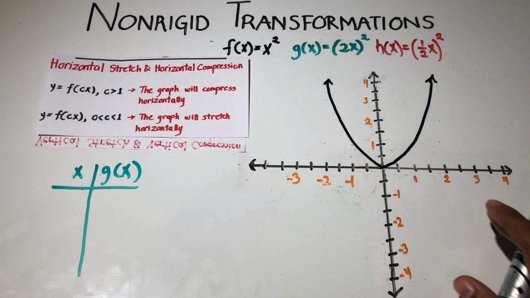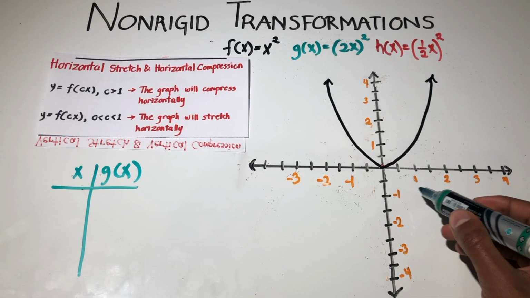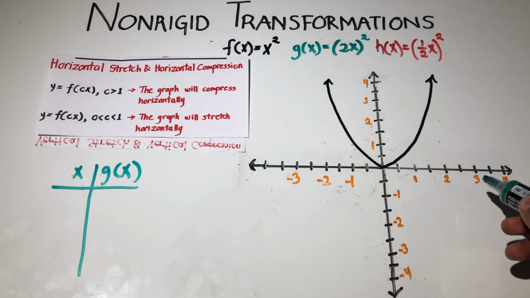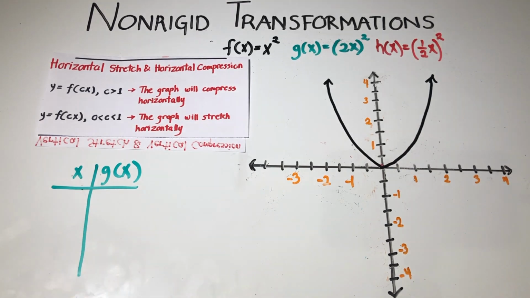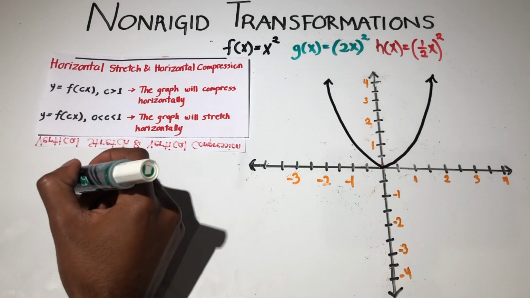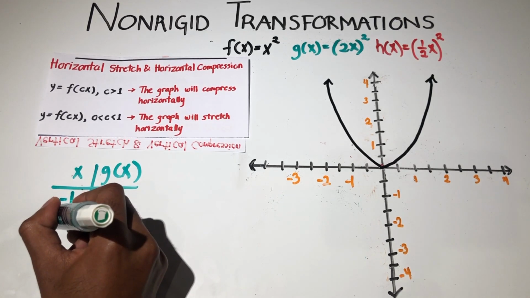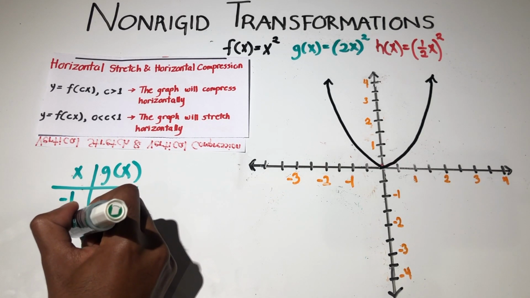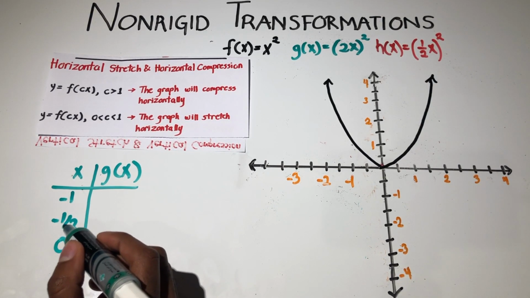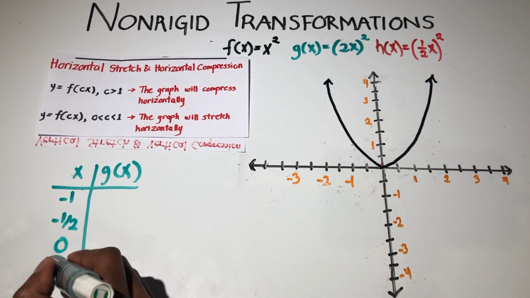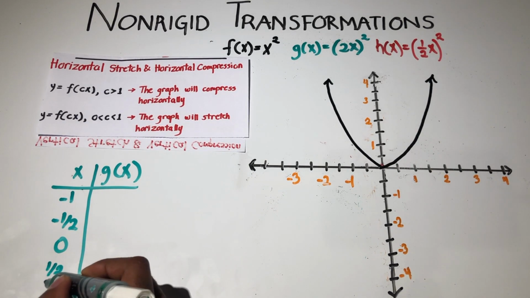Now since our plane is constricted to increments of 4 on each side, I'm going to go ahead and choose a smaller value instead of just choosing -2 and -1 and so on. I'm going to start with, let's say, -1. And then I'm going to choose -half. And then work my way up to 1. So we have -1, -half, 0, half, and 1.